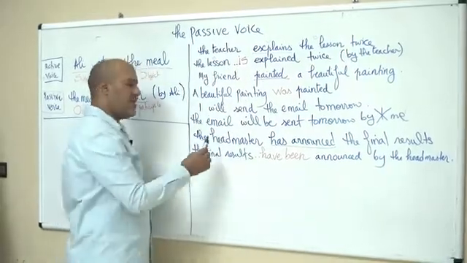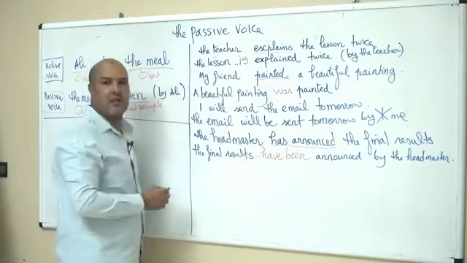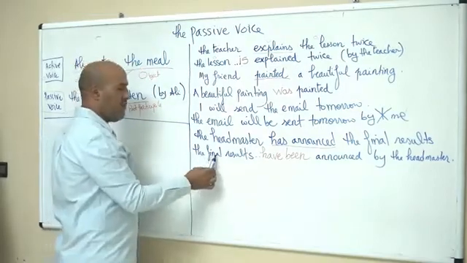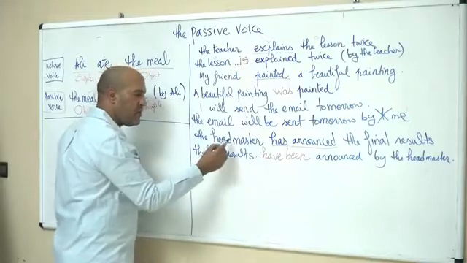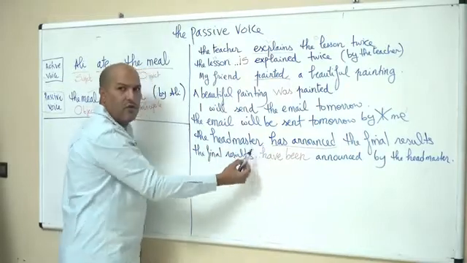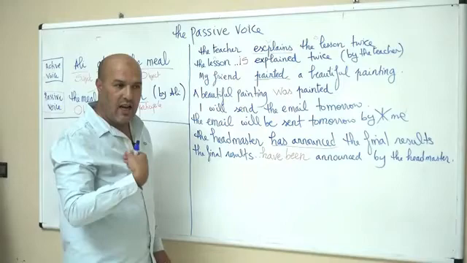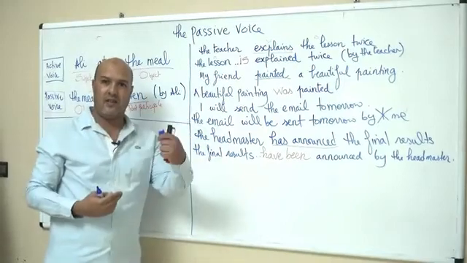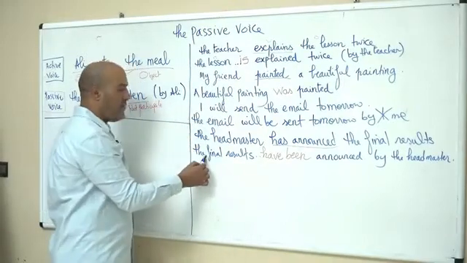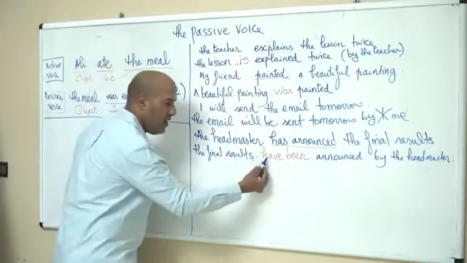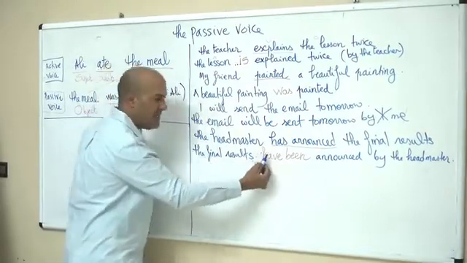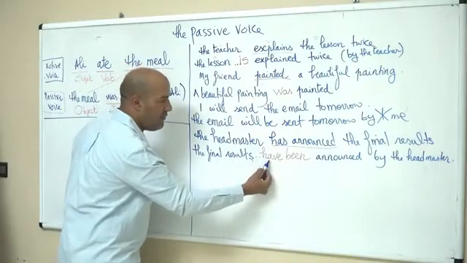If you notice here, we said the headmaster has, and here we say the final results have. Here, because the subject is singular, we say has: I have, you have, he has, she has. But the final results is plural. So we say have. We cannot say the final results has. We say the final results have.